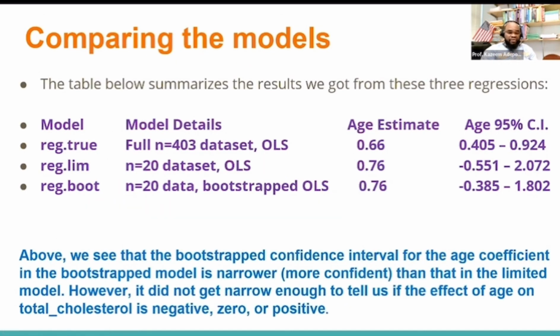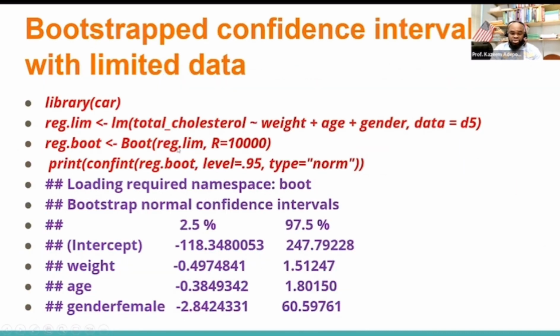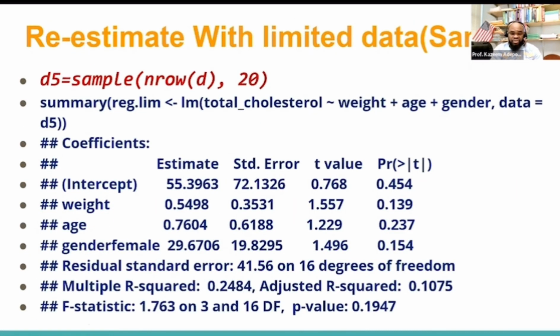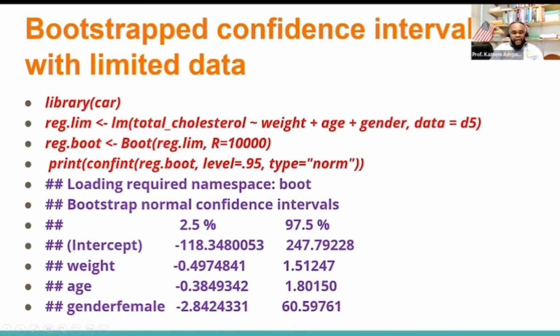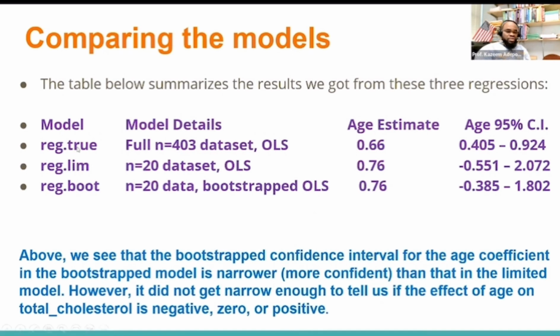But there's something I wanted to say in summary. Now, when I use 403, initially we have 403, but due to missingness, we actually remove two. That was why I was calling 401 the other time. Two observations were deleted due to missingness. Now, I wanted to compare the results, using the full data set.